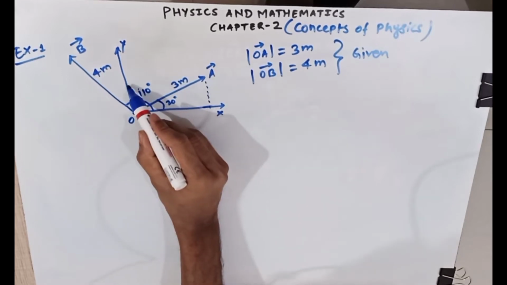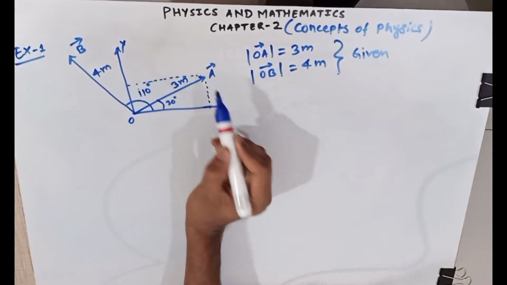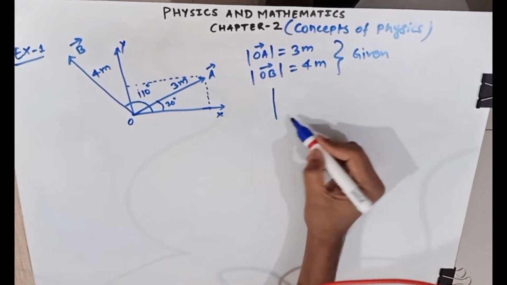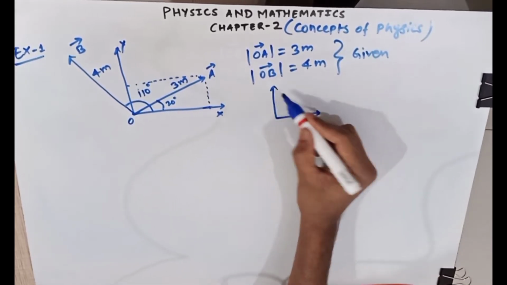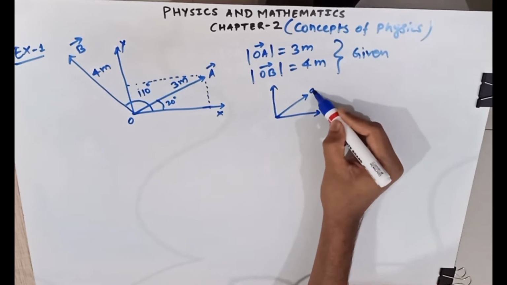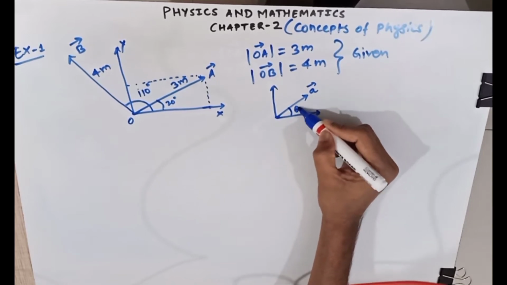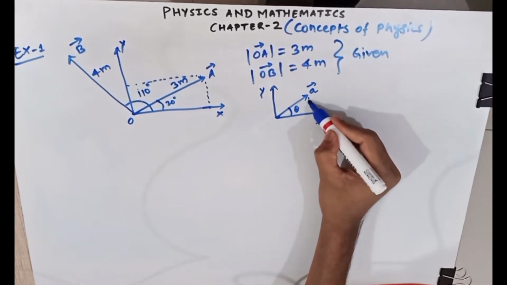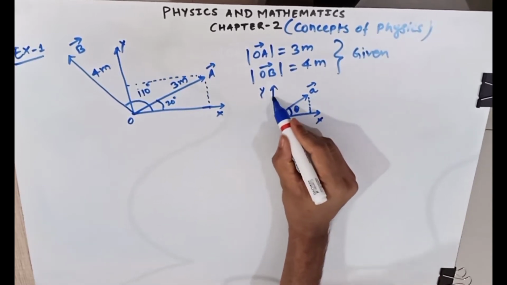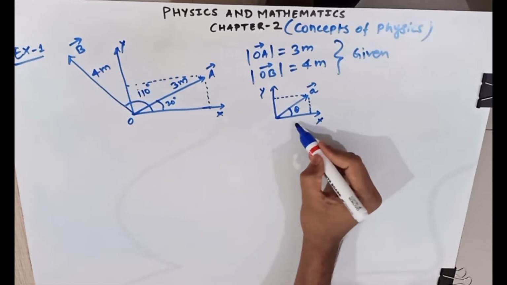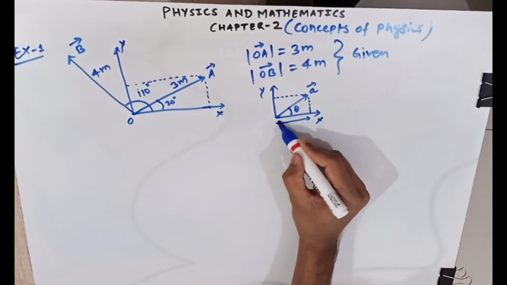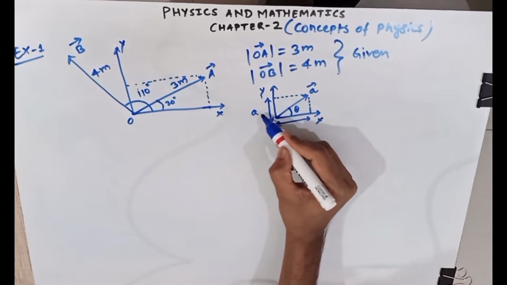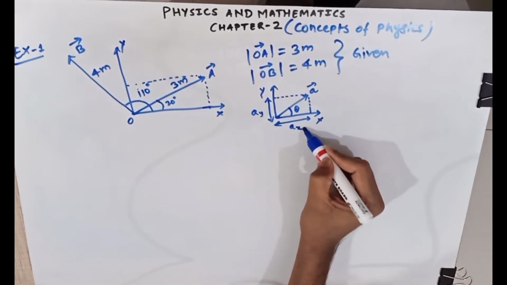You must be knowing the vector decomposition formula, but I will give you a quick recall. Suppose this is a vector A, and this is making an angle theta, and this is my x-axis and this is the y-axis. We can decompose this vector A along the x-axis and y-axis. This would represent the x component of vector A and this would represent the y component of vector A. Clear? Okay, fine.